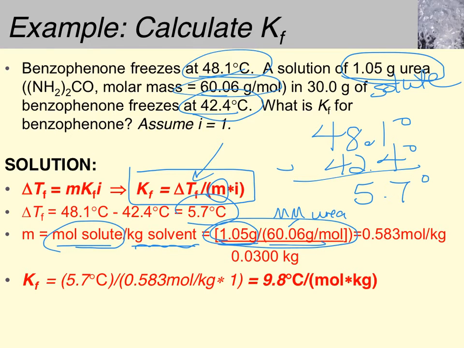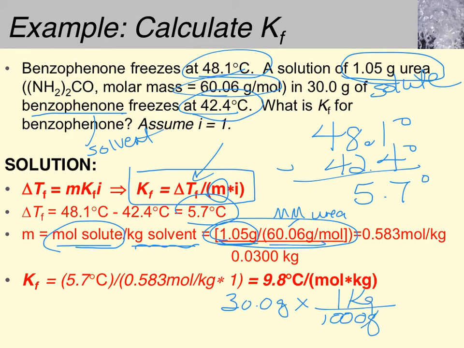So you might want to start a problem by labeling what the solute is and what the solvent is. Okay, so benzophenone is our solvent. And you can tell by the wording of the question. So you want to make sure you're comfortable with that. And of course we need it in kilograms. So 30 grams, convert it to kilograms. There are 1,000 grams in 1 kilogram. Okay, so that means that 30 grams is 0.03 kilograms. So here's our molality, 0.583.